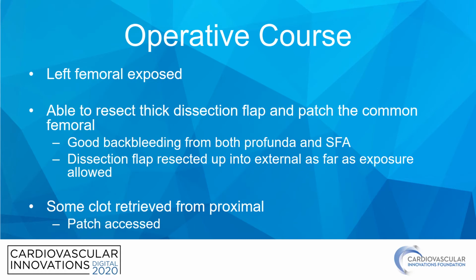He went to the operating room. The left femoral artery was exposed. They were able to resect the thickened dissection flap and recreate the femoral bifurcation, and patch the common femoral. Good back bleeding was obtained from both the profunda and the SFA. The dissection flap was also resected up into the external as far as the exposure would allow. Some clot was able to be retrieved from the proximal that had a mixed acute and chronic appearance. No significant inflow was obtained, however.